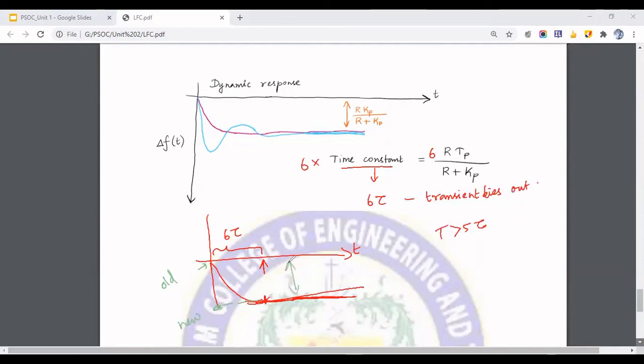And the difference between the old and the new is represented as delta F static, or the steady state value of frequency that we get from the dynamic response expression.